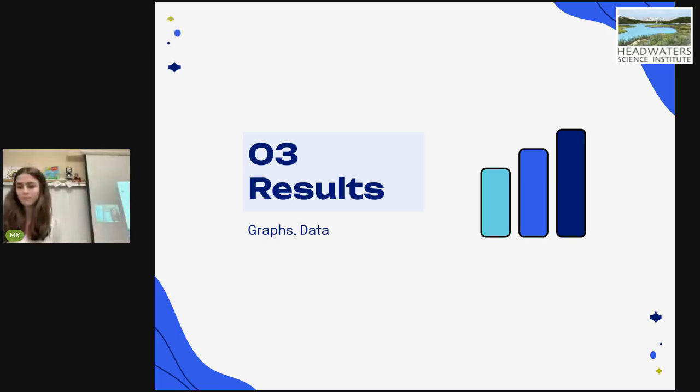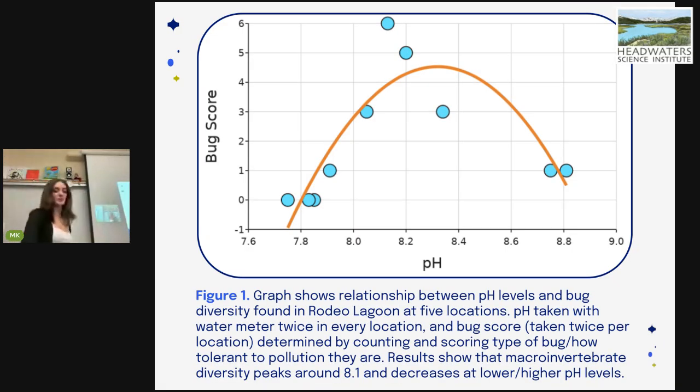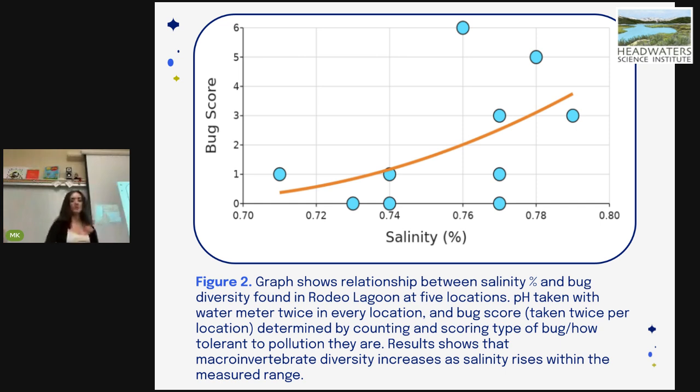Okay, now getting into our results. Our first graph depicts the relationship between the pH and the bug score, and we can see that the macroinvertebrate diversity peaks at around a pH of 8.1, and it also decreases at lower and higher pH levels, creating sort of this parabola shape. Our next graph is between bug score and salinity, and we can see that as the salinity levels rise, so does the macroinvertebrate diversity.